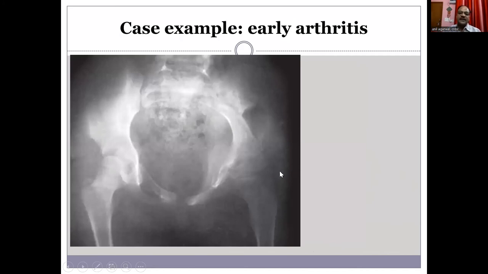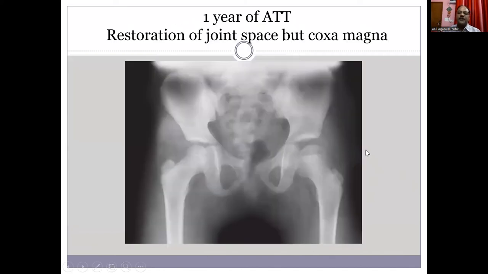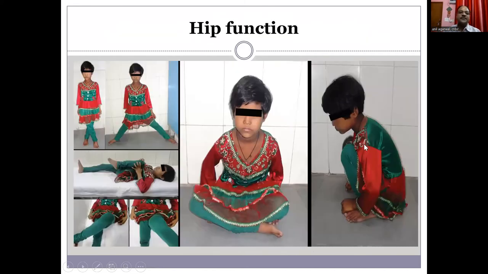This is the early arthritic case. The erosions have set in. Still, if you start antitubercular treatment timely, you can hope to get a normal joint, but coxa magna and such subtle changes will be present. And this is the function which the child might have.